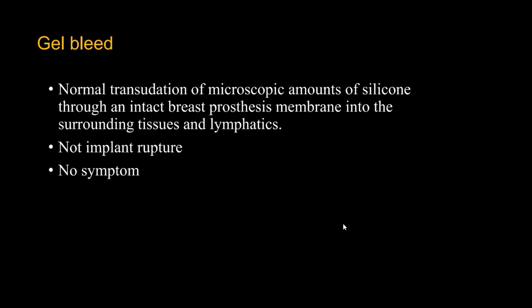Another thing I would like to point out is gel bleed. Gel bleed is not implant rupture, and often the patient has no symptoms. We just find it on the screening mammogram, a lot of the time in the axillary lymph node. What happens there is that the silicone gel just gets out of the implant membrane and into the breast parenchyma. A lot of times it is transported through the lymphatic system to the lymph node. So again, it's not implant rupture. You may see a snowstorm appearance on ultrasound in the axillary lymph node.